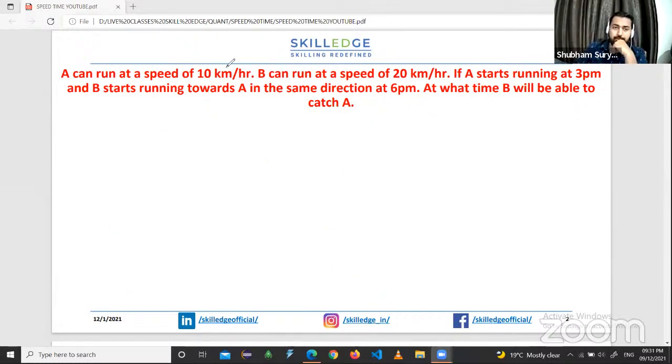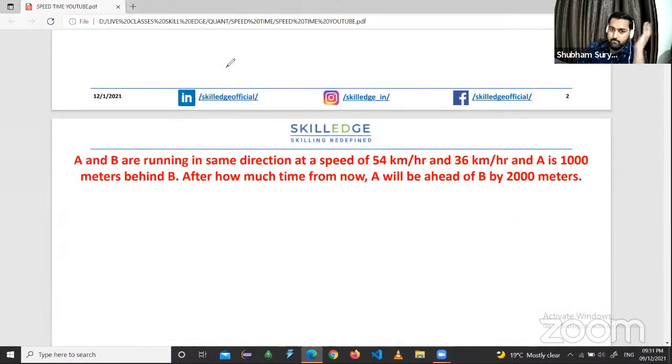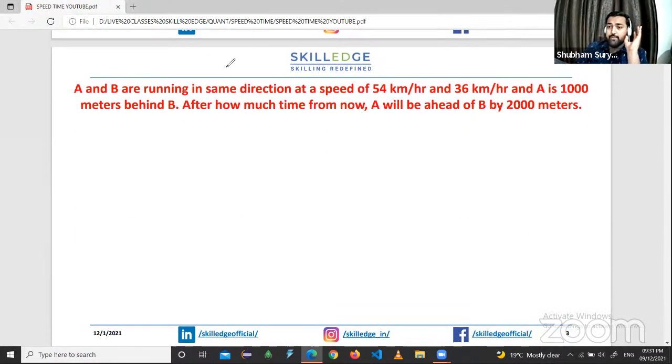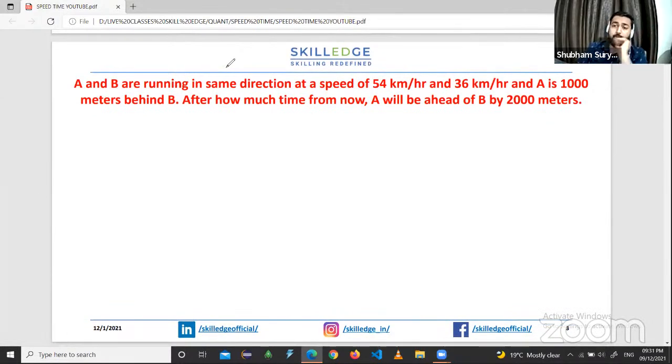Let's have a look at the next question. Again, this is one of those questions which you have already done. So please have a look at this question once again. But now you have to solve it using the concept of relative speed.